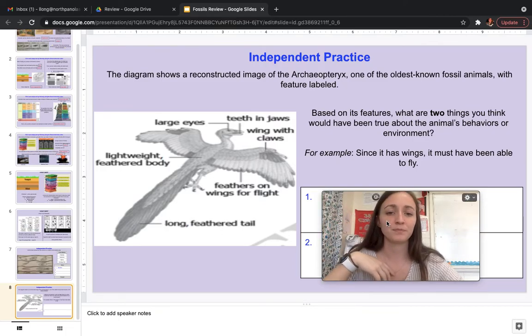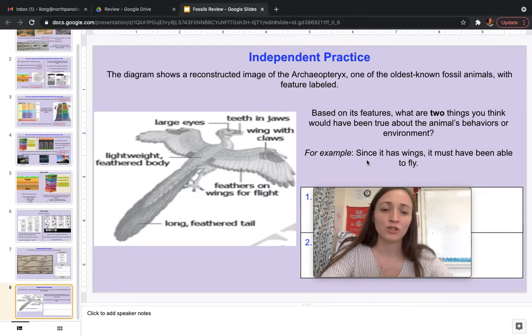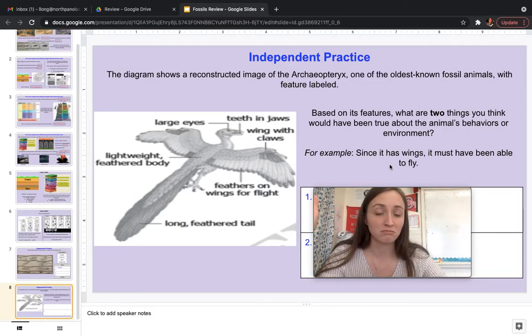So based on these features that are labeled, what are 2 things that you think would have been true about either this animal's behavior, so what are things that it would have done, or about its environment, so where would it have lived? So for an example, I already gave you an example. Since it has wings, it must be able to fly. Duh.